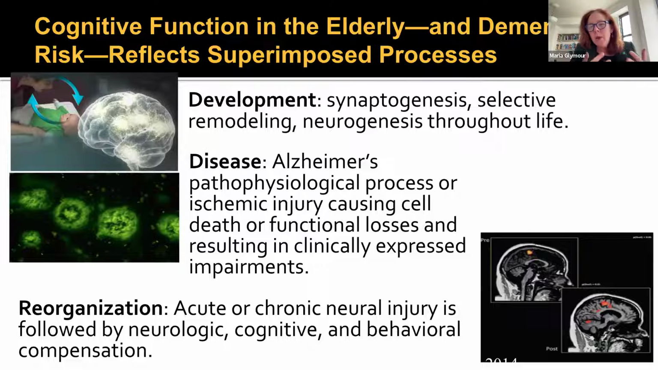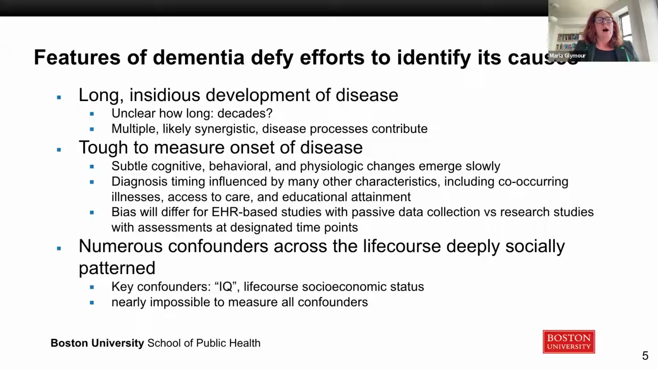In fact, brains are quite active organs, and acute or chronic neurologic injury is followed by neurologic, cognitive, and behavioral compensation. So there is, in truth, reorganization. I think this little picture is basically before and after a stroke. So there are actually functional changes after the death of part of your brain.